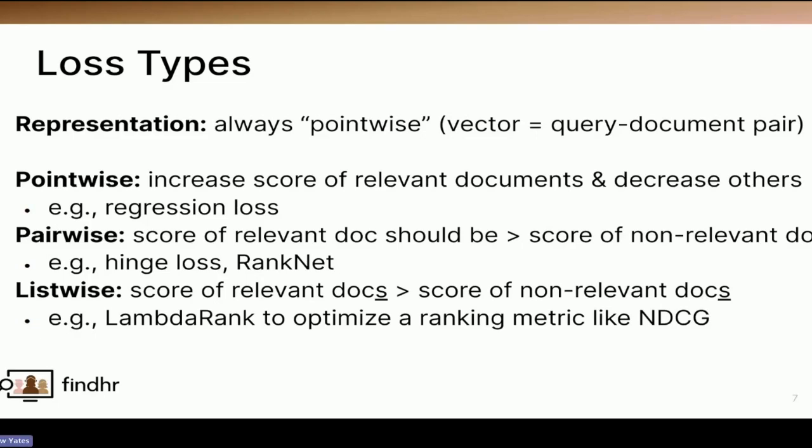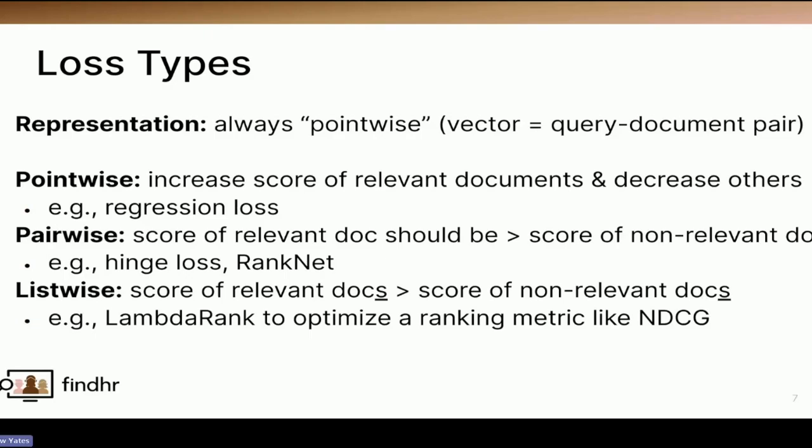The third type of loss is a listwise loss. This is essentially saying the score of relevant documents should be higher than the score of non-relevant documents. So rather than looking at one single feature vector or one pair of feature vectors, we're looking at multiple feature vectors. An example of this is LambdaRank.